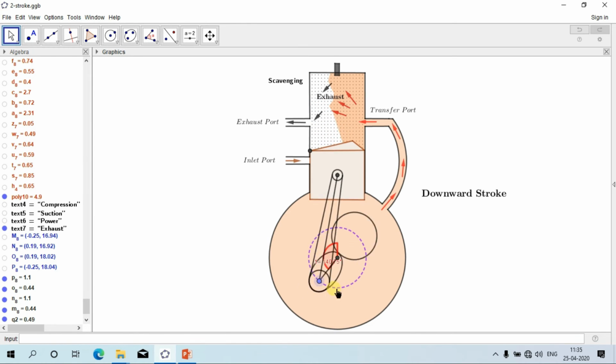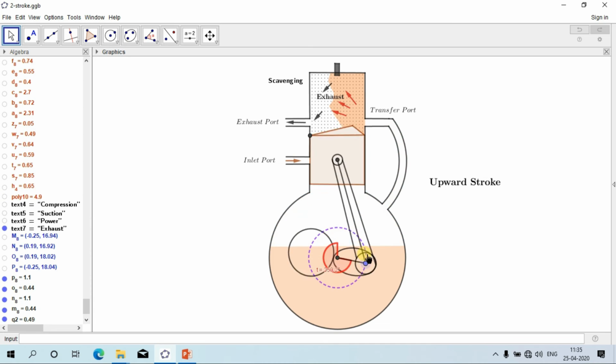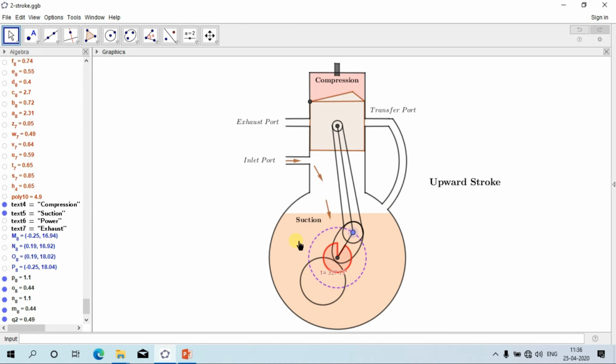So this is how a two-stroke engine works. If the charge consists of a mixture of petrol and air, and we are using a spark plug to ignite the charge, that engine will be known as a petrol engine, a two-stroke petrol engine. If instead of a spark plug we use a fuel injector, and in the charge we take only air inside the cylinder, then that engine will be known as a two-stroke diesel engine. Only this difference is present between petrol and diesel engines. All the constructional features are the same.